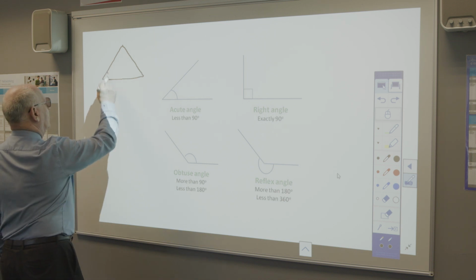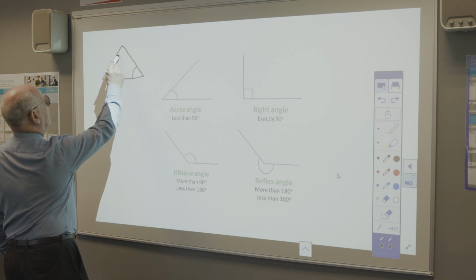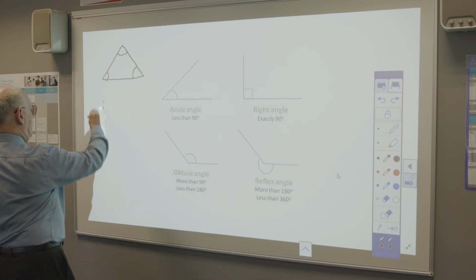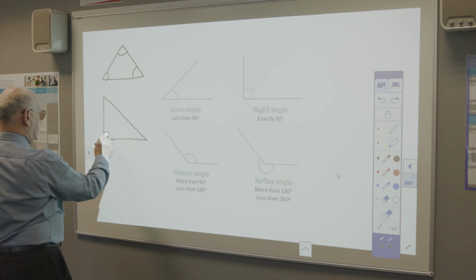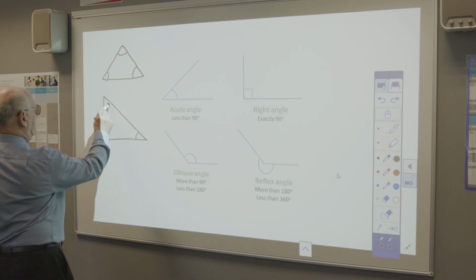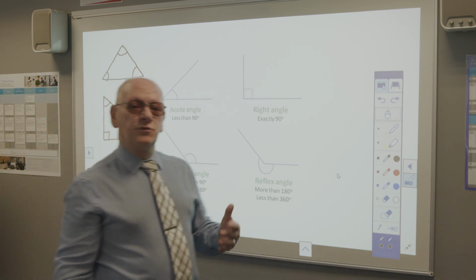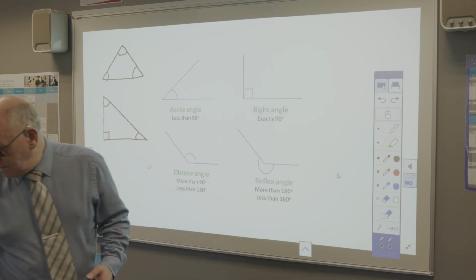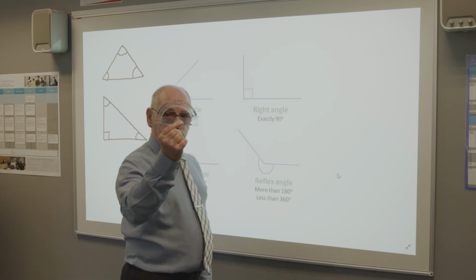There's an acute angle, there's an acute angle. That's going to be an obtuse angle. There's a 90, there's an acute, and there's another acute angle. So it's not difficult to tell which is which. But to measure them, you need one of these, a protractor.